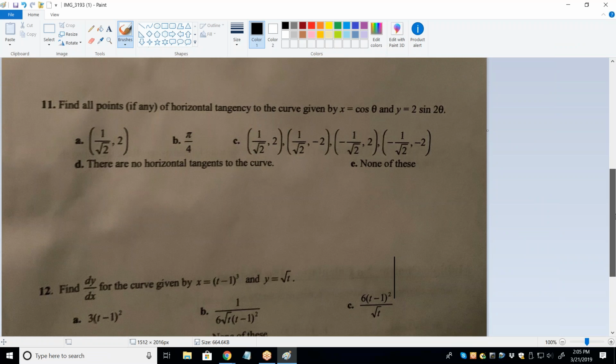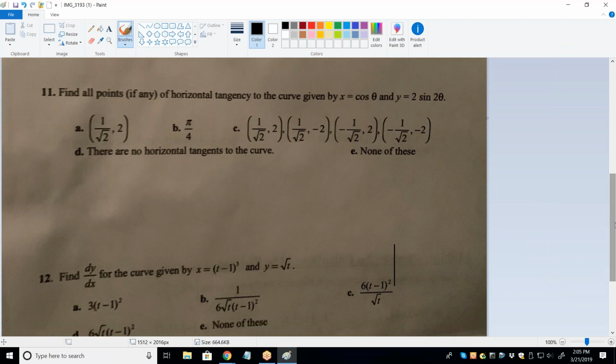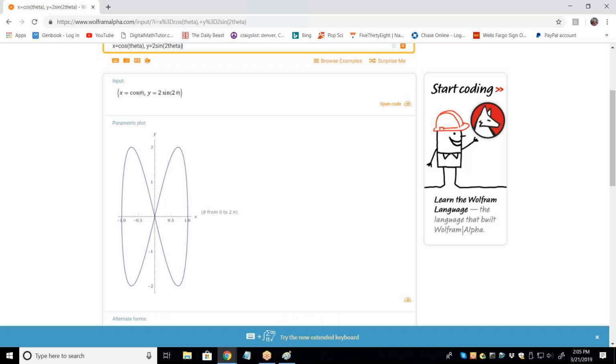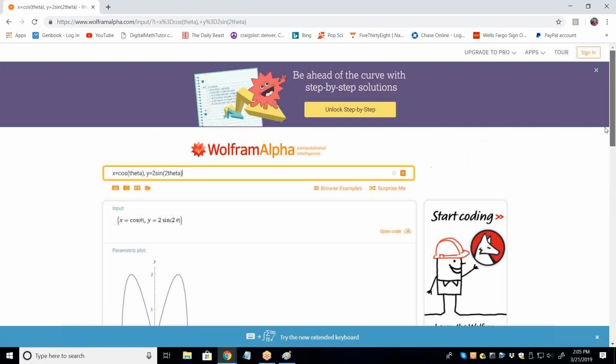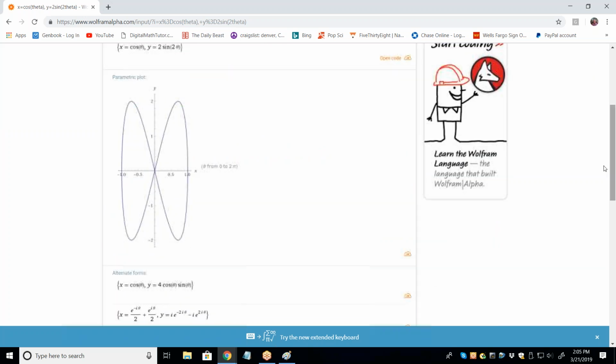Well, I don't know about easy, but this is a calculator section, right? Yes. Okay. So the first thing I did was graph it in Wolfram Alpha. I'm sure you could do the same thing in Desmos. It's x equals cosine of theta, y equals 2 sine of 2 theta. And if we look at that curve, they're asking for where are the points of horizontal tangency. In other words, where is the slope of the tangent equal to 0?